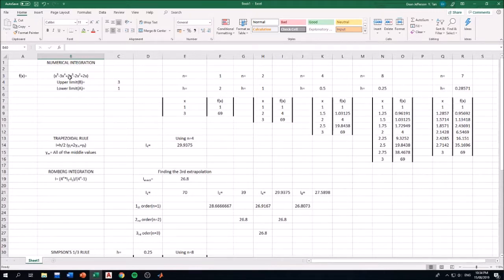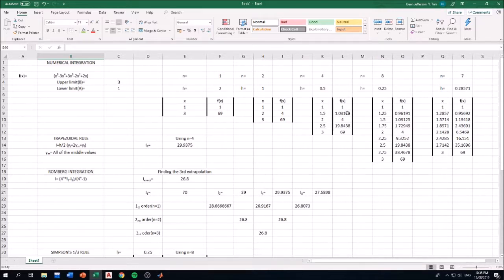So, we have a function of x raised to the fifth minus 3 times x raised to the fourth plus 3 times x raised to the third minus 2x squared plus 2x with the upper limit of 3 and a lower limit of 1. So the first thing we have to do, we're now given n, which is the strips or the number of cuts. So I have 1 strip or 1 cut, 2 cuts, 4 cuts, and 8 cuts. And we have 7 cuts because we will have to use that later on as an example.